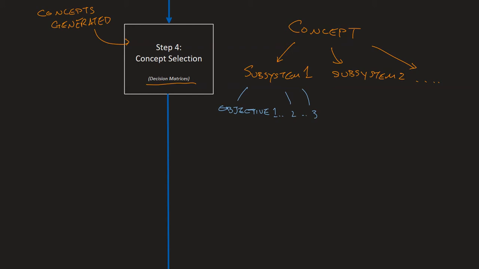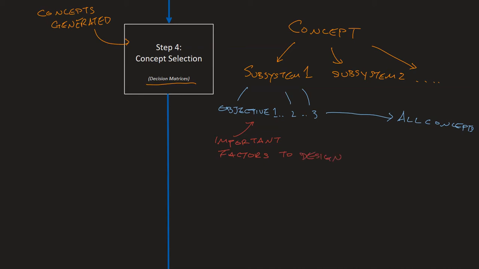These are objectives that are relevant to all the subsystems. So the same objectives are going to apply for all concepts within subsystem one. So every concept that has a subsystem one is going to be assessed by these same objectives. So we need to make sure that these are always important factors in our design, or to our design selection process.